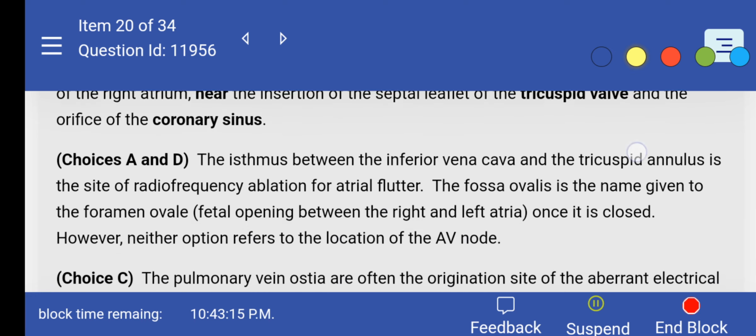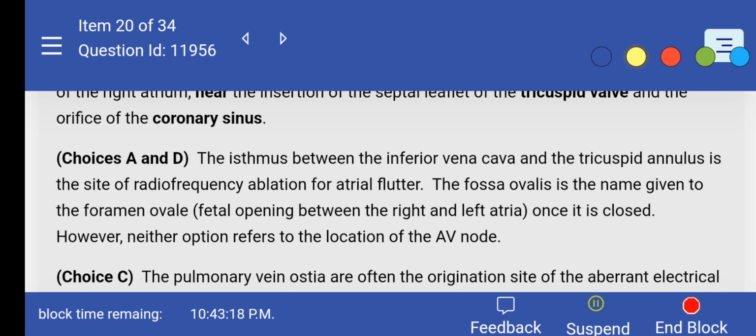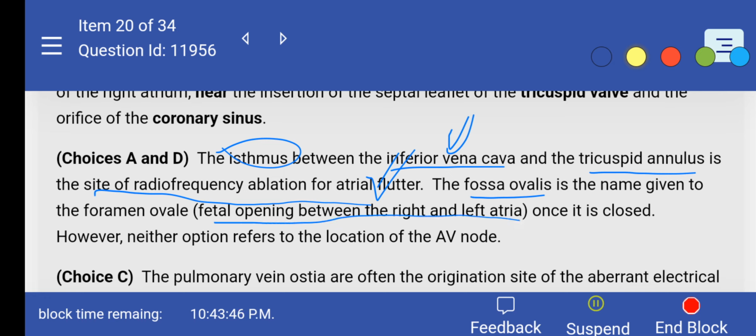Why not options A and D? The isthmus between the inferior vena cava and the tricuspid annulus is the site of radiofrequency ablation for atrial flutter. Now this is important, right? That is the isthmus between the inferior vena cava and the tricuspid annulus, the site of radiofrequency ablation for atrial flutter. But this is AFib, atrial fibrillation, right? The fossa ovalis is the name given to the foramen ovale about which I talked now, the fetal opening between the right and left atria once it is closed. However, neither option refers to the location of the AV node.